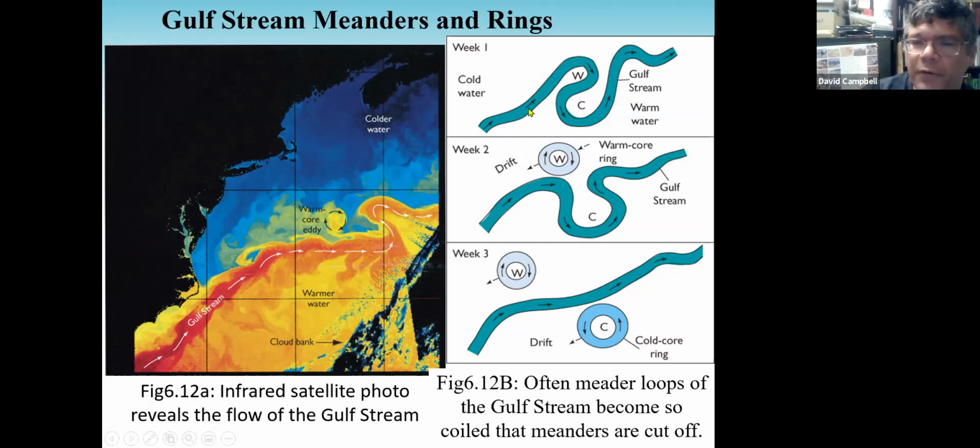So here you see in the diagram we get this big squiggle in the current. Parts come close enough and it actually pinches off as its own little ring. Here's another bend in the current, and once again this becomes its own ring. Okay. Some types of ocean animals like it warm, some like it cool, and so you get different animals associated with these.